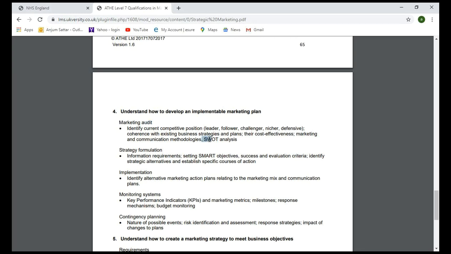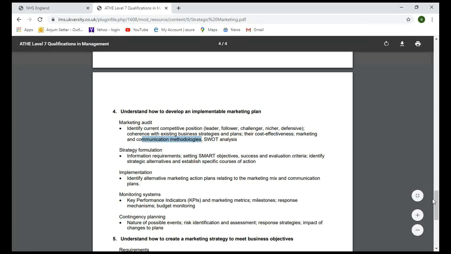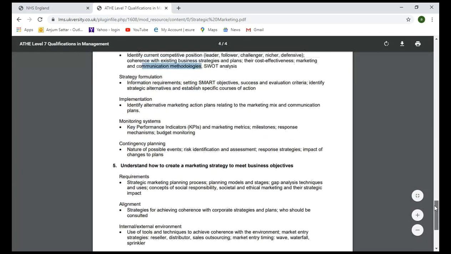And we do an environmental audit: our strengths, weaknesses, opportunities, and threats within the industry, cost effectiveness, different communication strategies and methodologies, how we can communicate. Of course, nowadays with technology we can reach a vast customer base. Okay, strategies. What strategies? SMART objectives. Do we know what is meant by SMART objectives?